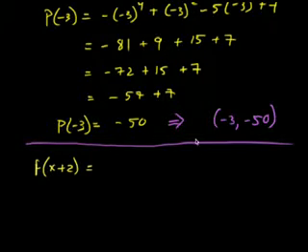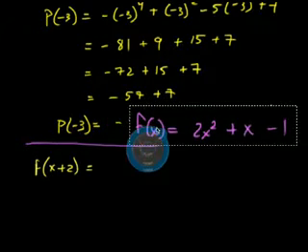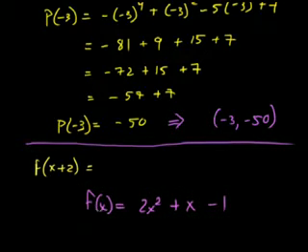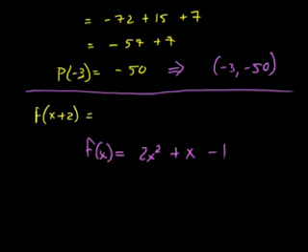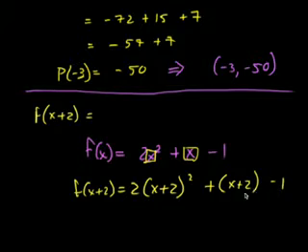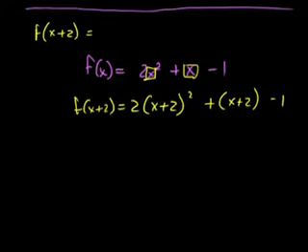So if this is my original function, and I want to calculate f of x plus 2, that means everywhere there's an x, I'm going to substitute x plus 2 in parentheses. So f of x plus 2 is equal to 2 parentheses x plus 2 squared plus x plus 2 minus 1. This set of parentheses isn't required.